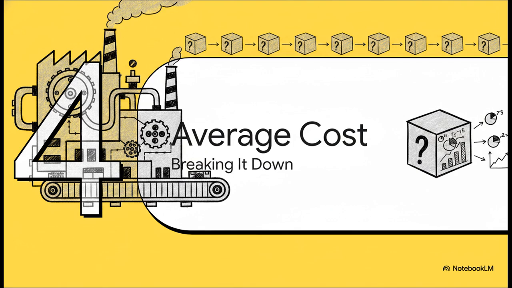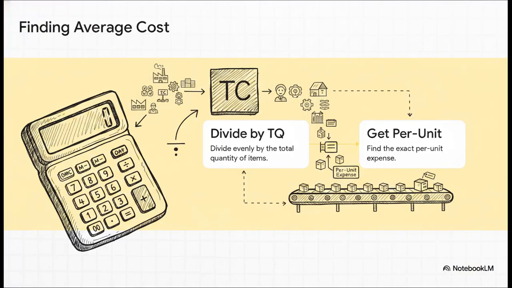Next up, Section 4, breaking down average cost. Now, staring at one massive total cost number doesn't really help a factory manager figure out how to price just a single box. To find that baseline, imagine using a digital calculator to take that huge total cost box we just talked about and divide it evenly by the total number of items rolling off the assembly line. Doing that gives you the exact expense incurred per unit, which we call the average cost.